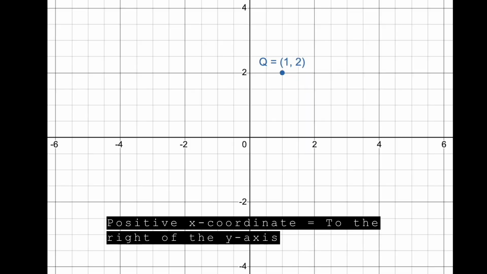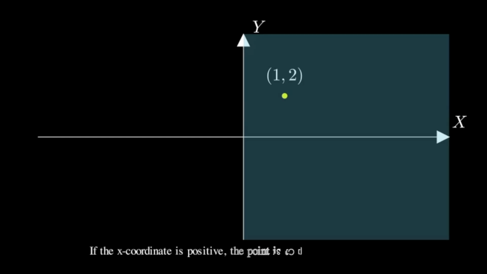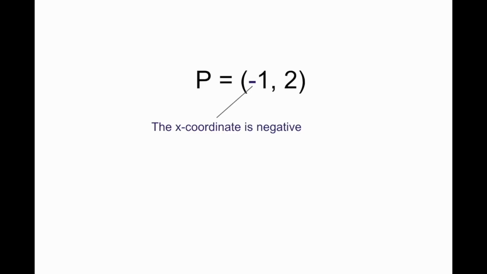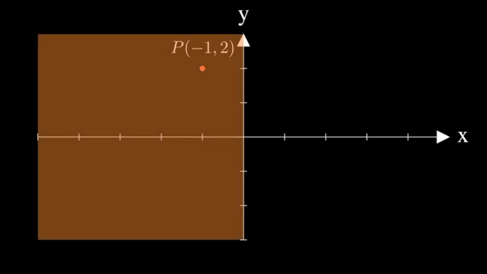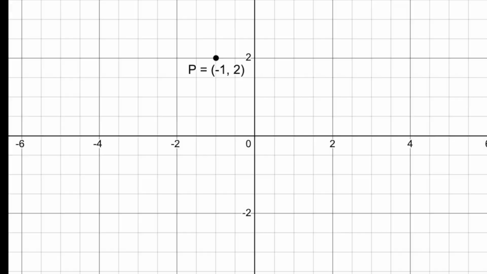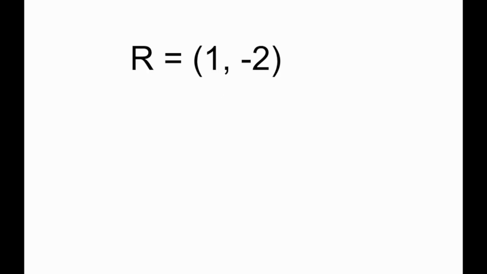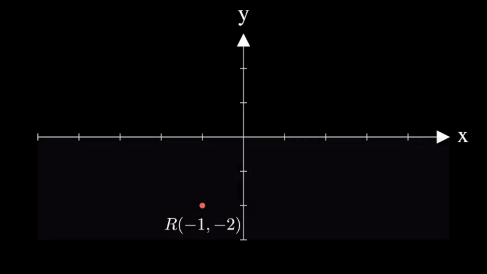So if the x-coordinate of a point is positive, the point will be located to the right of the y-axis. And then if it's negative, it will be located to the left of the y-axis. So similarly, for the y-coordinate, if the y-coordinate is positive, the point will be located above the x-axis. And if it's negative, it will be located below the x-axis.